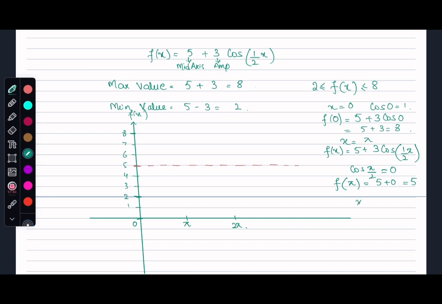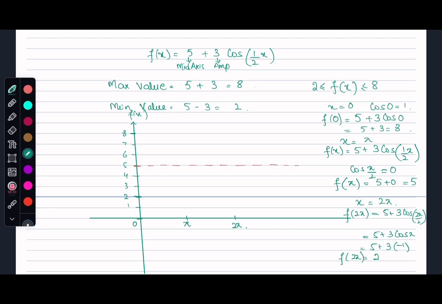And then for x equals 2 pi, if I substitute this in this function, then f of 2 pi here shall be equal to 5 plus 3 cos of 2 pi by 2. This will give me 5 plus 3 cos of pi. Cos of pi is a negative 1, therefore I should be having 5 plus 3 times negative 1, and it's 5 minus 3, giving me just a 2 value.